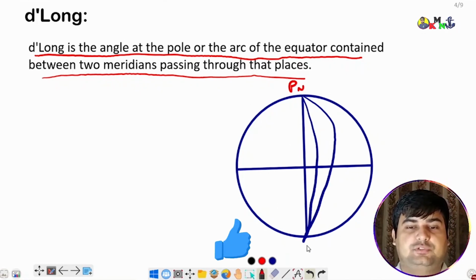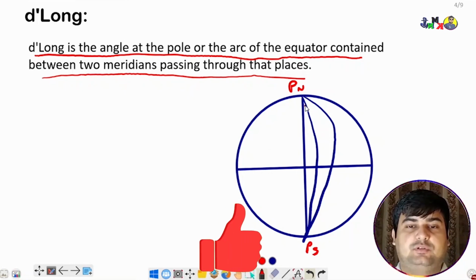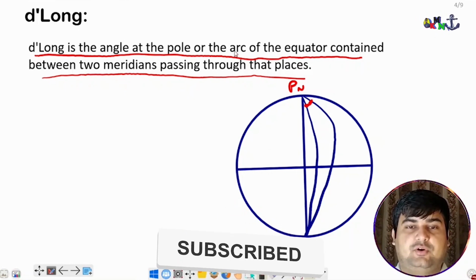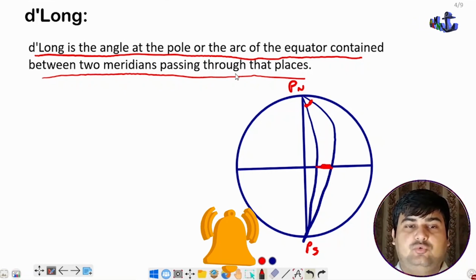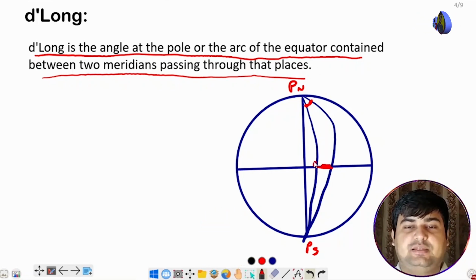Suppose pole north, pole south. It is the angle at the pole. So this angle it is defining. Or the arc of the equator. Arc of the equator is here, contained between two meridians passing through that place. So this is one place, this is the second place, meridians passing through two places. So this is called D-long, and this is D-long.